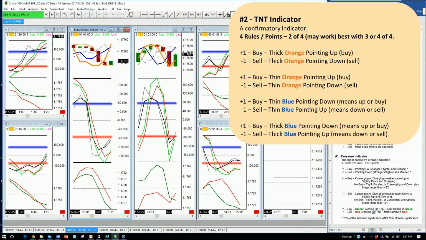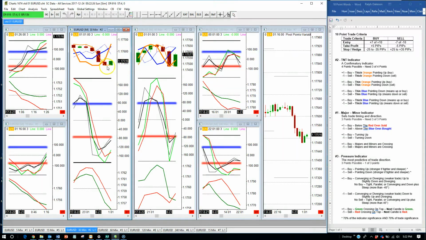Well, we're buying, so we want the thick orange to be pointed up, which it is strongly. We want the thin orange to be pointed up. It's not necessarily, very slightly, okay? And then we want the thin blue pointing down. It works in the inverse. So as it's down, that means the market's going to be going up, it's a buy. And the thin blue is pointing down, so that means the market is going up. And we want the thick blue down, because that means a buy. Well, the thick blue is up. So we barely have the orange. We have 3 out of 4, but not in great shape.